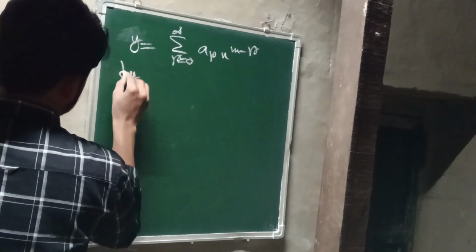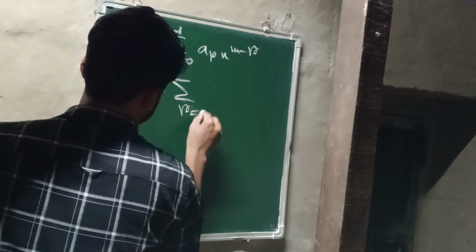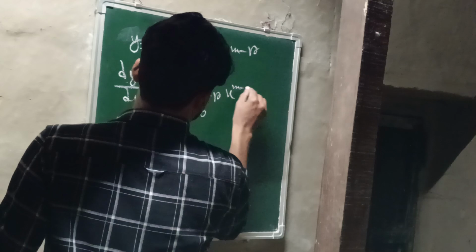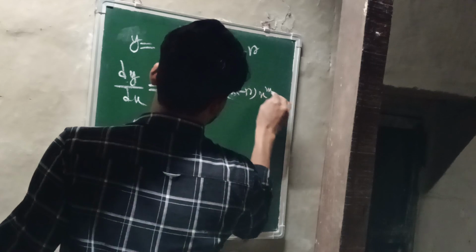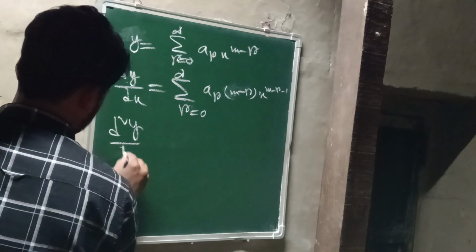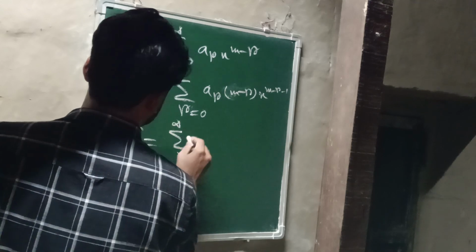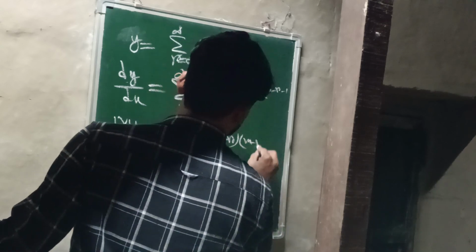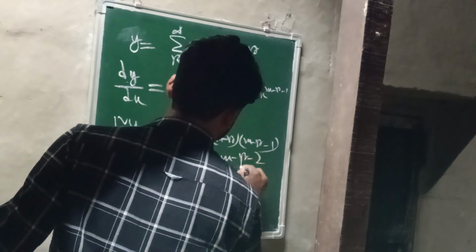Now differentiate with respect to x, we get summation r equal 0 to infinity ar (m minus r) x to the power m minus r minus 1, and again differentiate, we get summation r equal 0 to infinity ar (m minus r)(m minus r minus 1) x to the power m minus r minus 2.